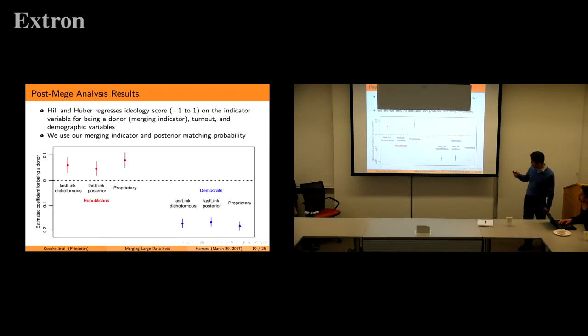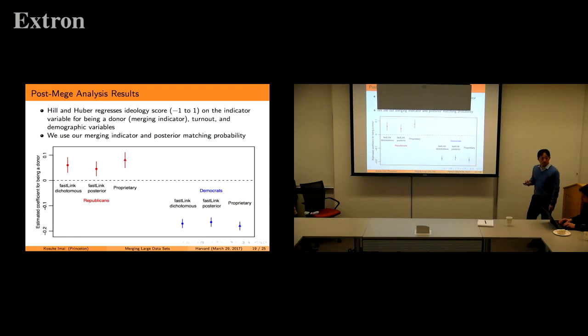Okay. So in this case, it turns out the results are substantively similar. This is what they did using the proprietary method. Our coefficients are a little bit smaller than what they reported. Similar thing for Democrats. Our coefficient seems to be a little bit smaller than the proprietary method regression analysis. So the results are similar, but it seems there's an overestimate compared to what we found. So this is the posterior probability, and this is the dichotomous 0, 1 based on our algorithm.